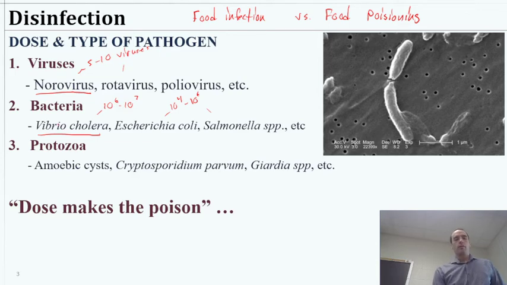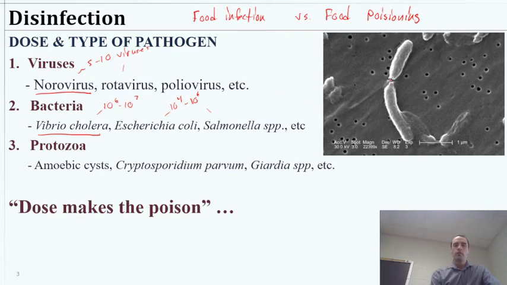Protozoa are another category. So one of the things I didn't mention yet, but what we're doing here is we're taking a look at, okay, well, how do we know how many it's going to take? How many does it take? And then what do we do about it from a disinfection strategy? Well, viruses are hard to remove physically. They're very, very small. We can't see them with visible light photons. We'd have to do something.